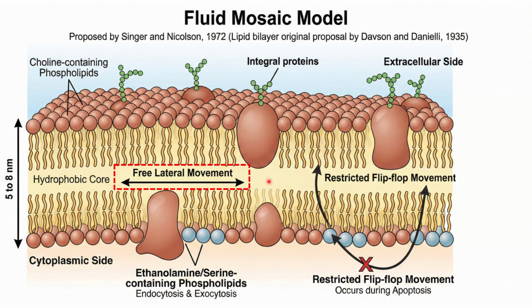Then within the plasma membrane, the movement is only on the lateral side, from side to side. This free lateral movement is called the fluidity of the membrane. Hence the name fluid mosaic model. The movement is only in the hydrophobic core, lateral wise. Whereas the movement from top to bottom or from bottom to top, that is the flip-flop movement, is usually restricted. But in cases of apoptosis, this flip-flop movement is seen.